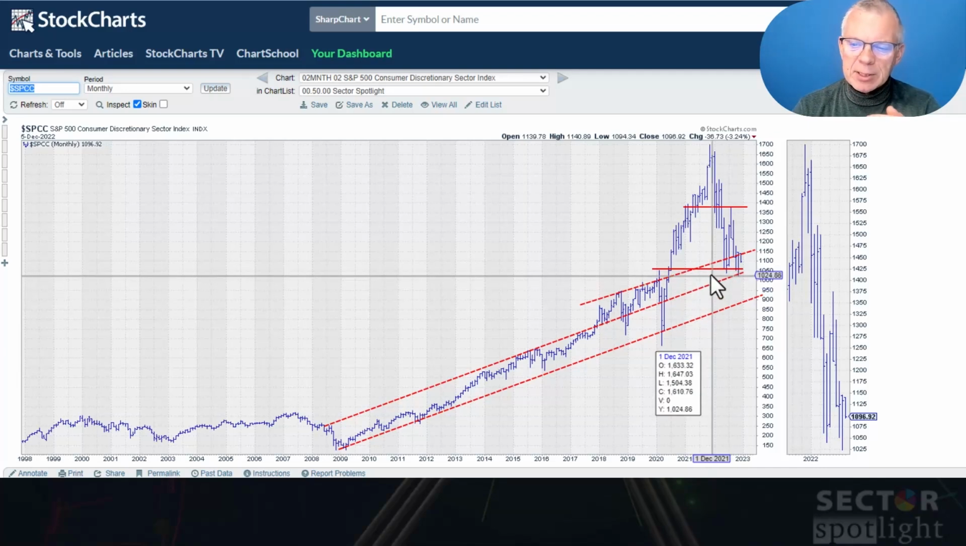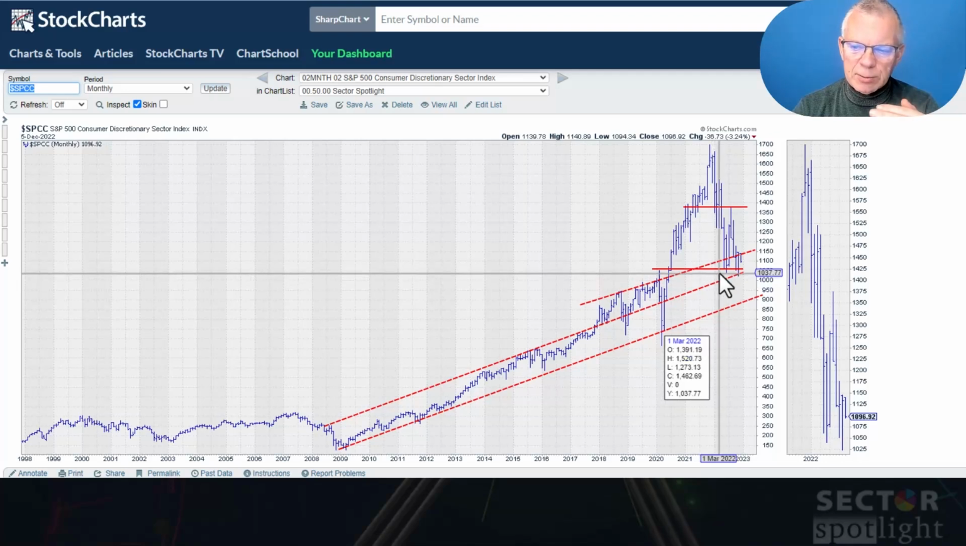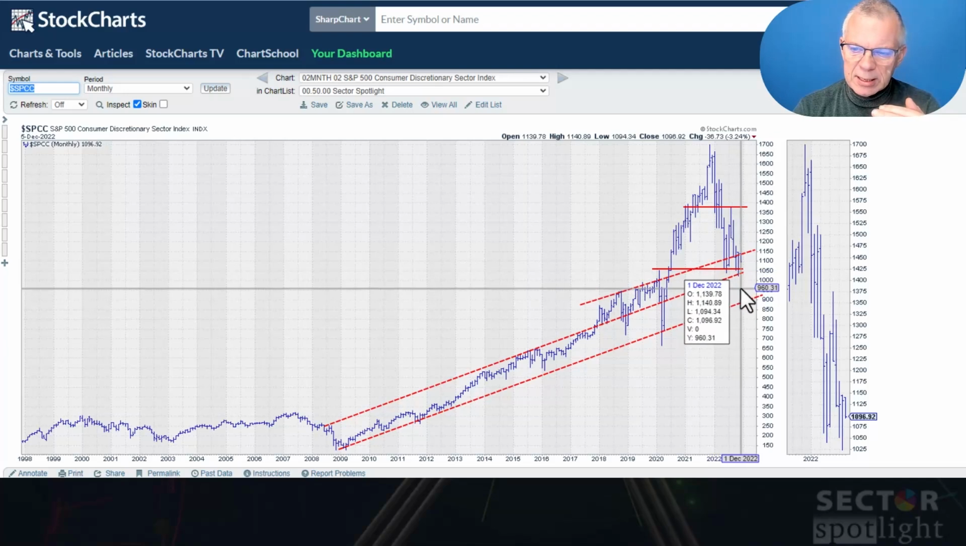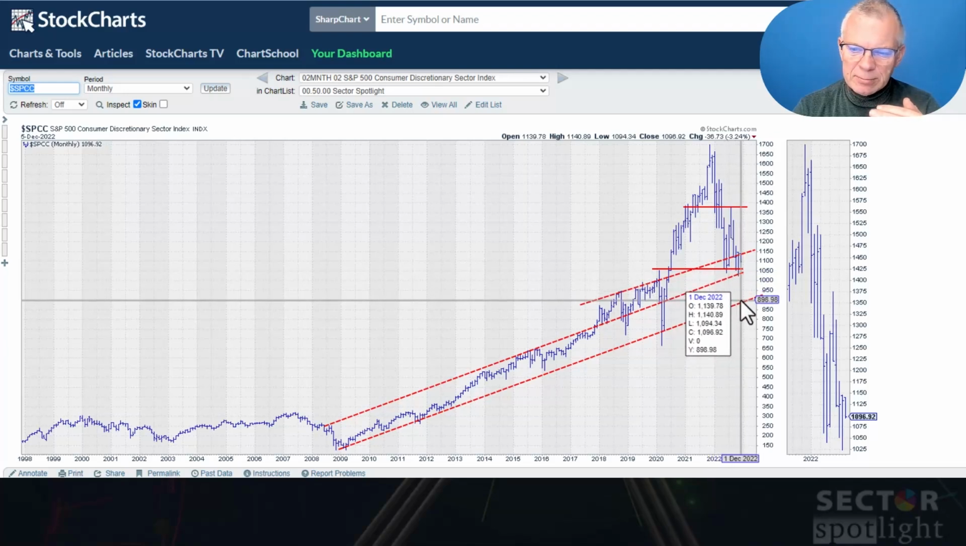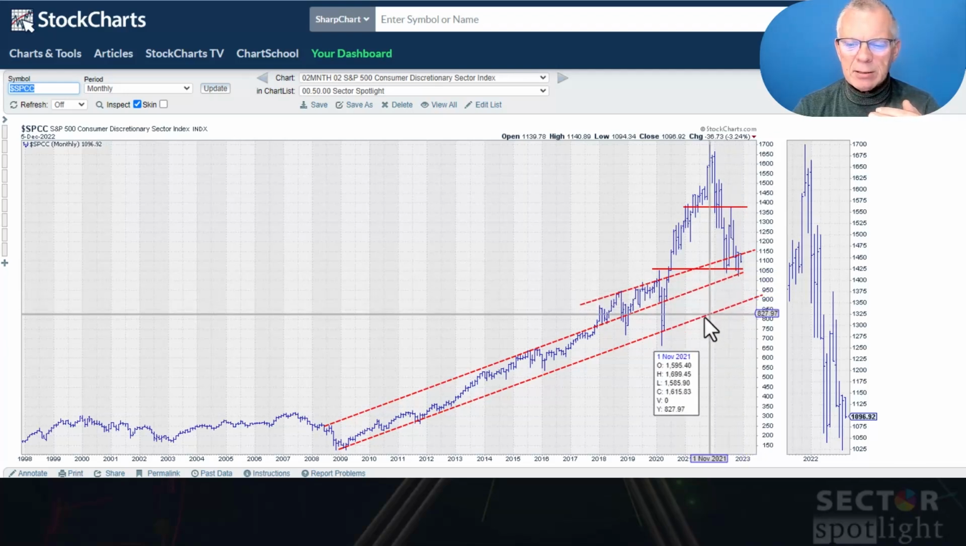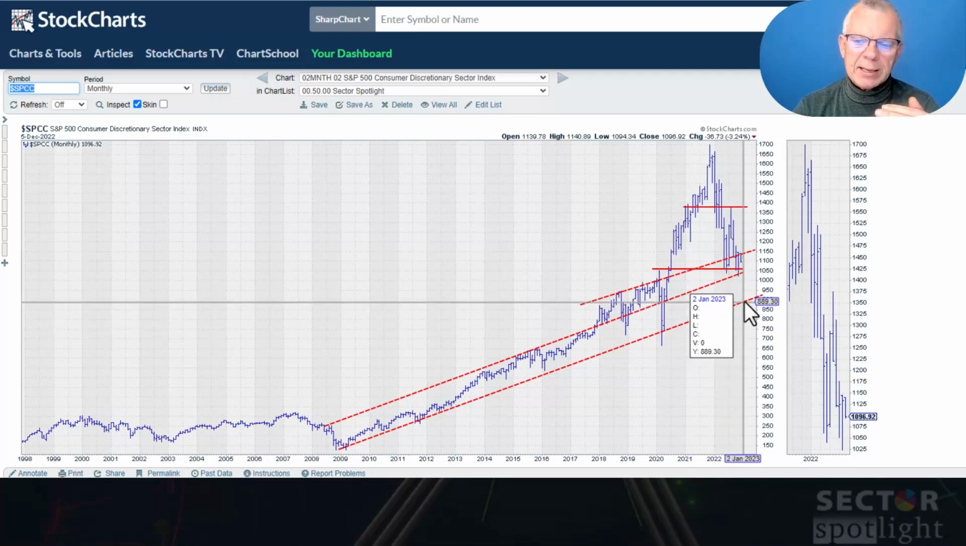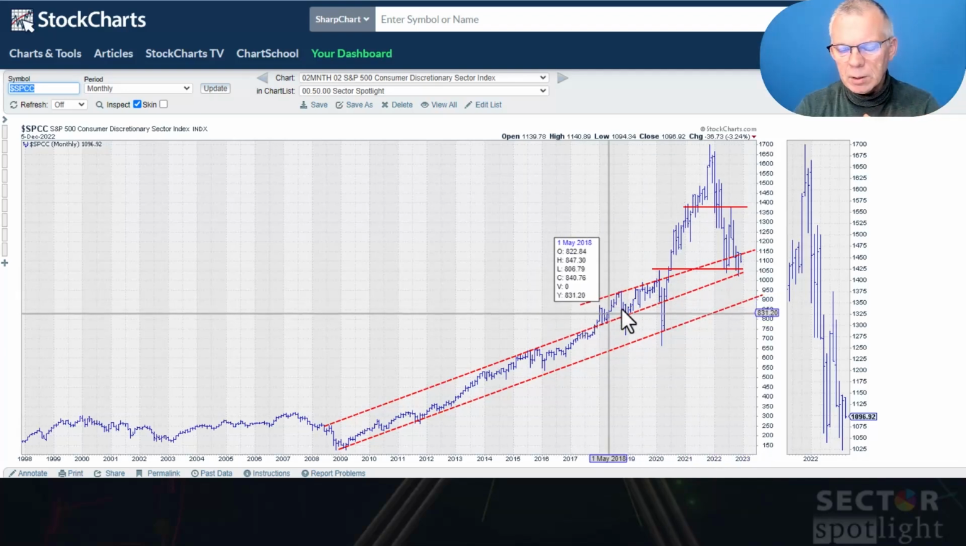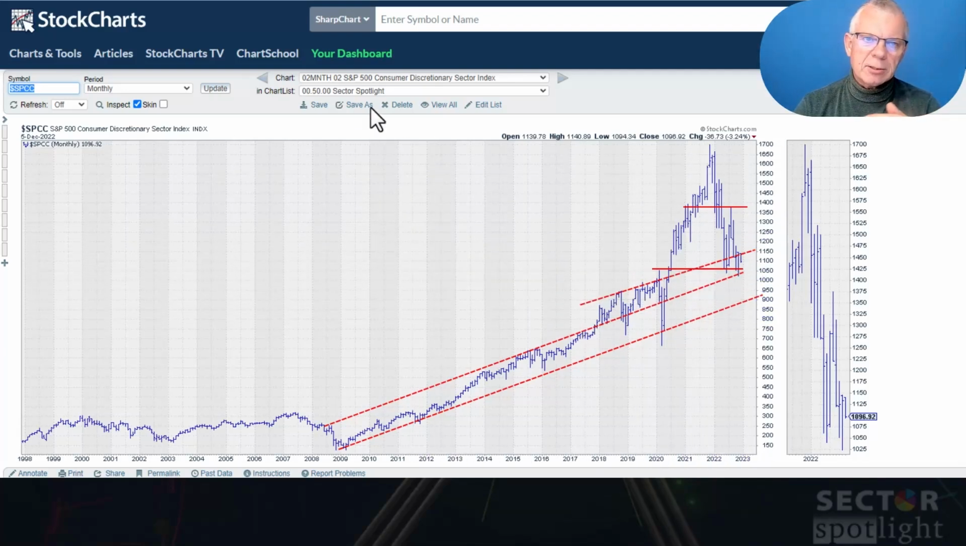If that happens, if we drop below, let's round it off at 1025 at next month's close, then I think we seriously need to take into account a further drop back to that rising trend line, which is currently coming in around 900. So this is a pretty crucial sector to keep an eye on.